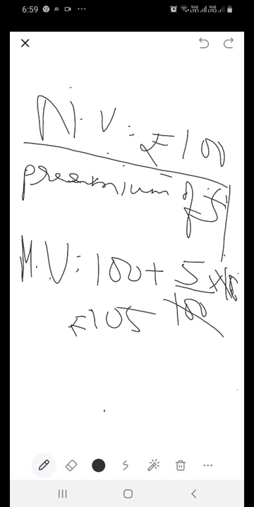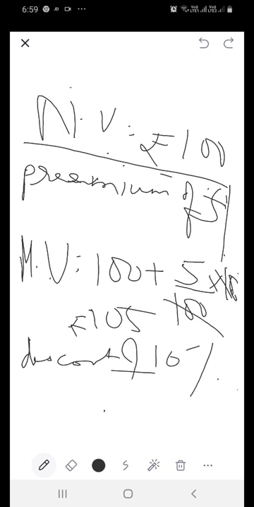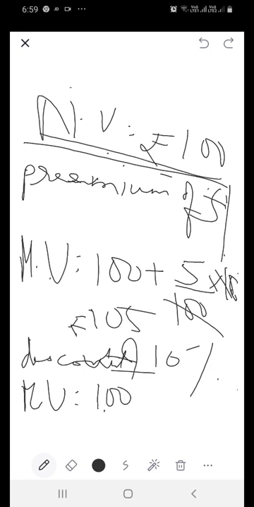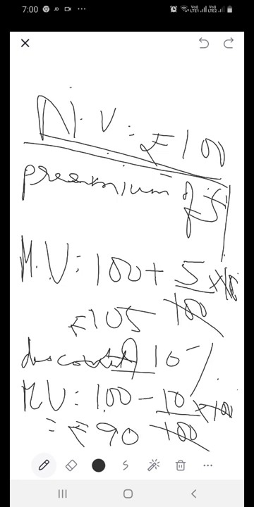Suppose I say it is at a discount of 10%, then what will be the market value? Market value will be 100, because I have taken the nominal value as 100, minus 10% means 10 upon 100 into nominal value 100. 100 and 100 cancels out. 100 minus 10, it will become 90 rupees. So if the premium and discount are given in percentage, this is how it is to be calculated into rupees.